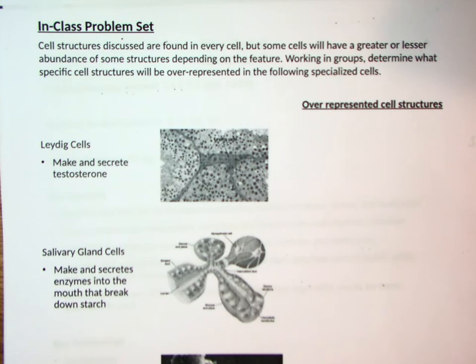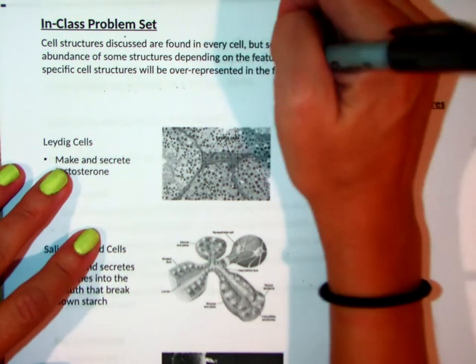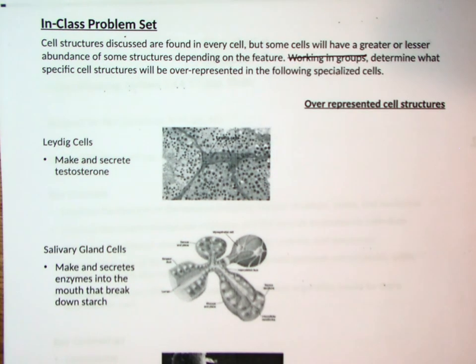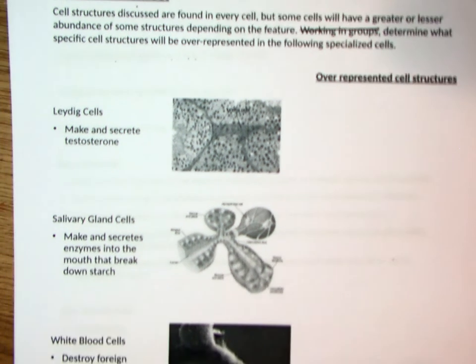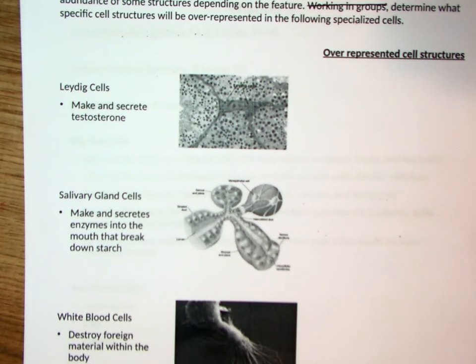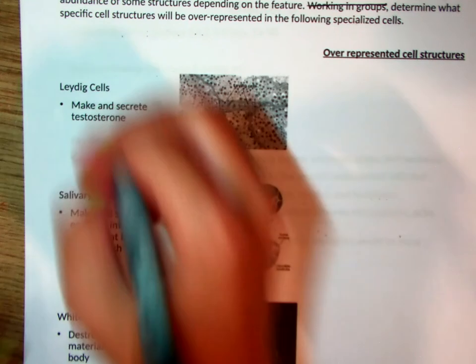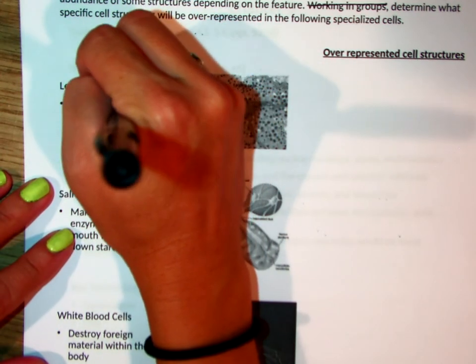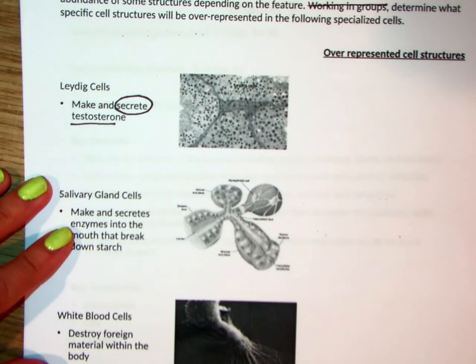Cell structures discussed are found in every cell, but some cells will have a greater or lesser abundance of some structures depending on the feature. Working in groups, determine what specific cell structures will be overrepresented in the following specialized cells. So first up we have Leydig cells. These are found in the testes and they make and secrete testosterone. So we have a keyword here, secrete, and testosterone.